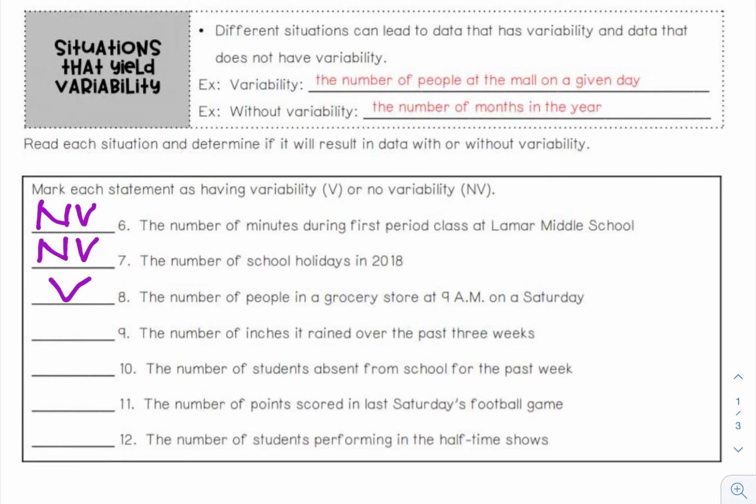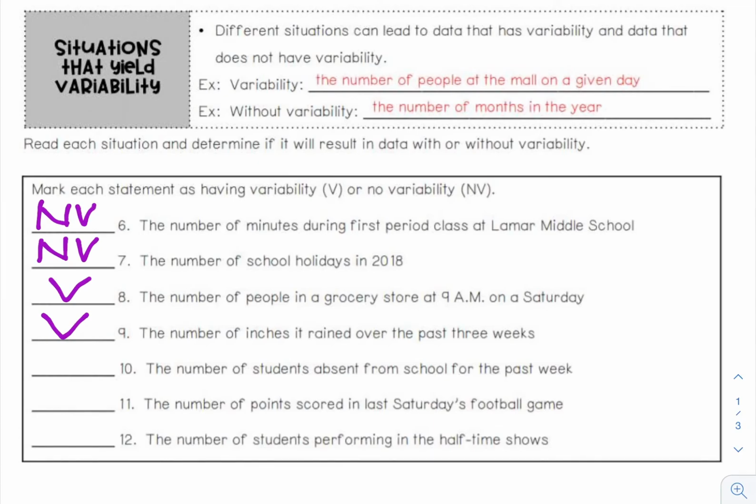Number 9, the number of inches it rained over the past 3 weeks. This situation also has variability. If I asked you today how much rain there was over the past 3 weeks, that would be different than when I ask you in October or November or December, because we're always looking at the last 3 weeks, and that varies from week to week.